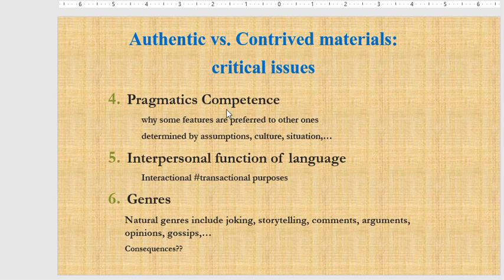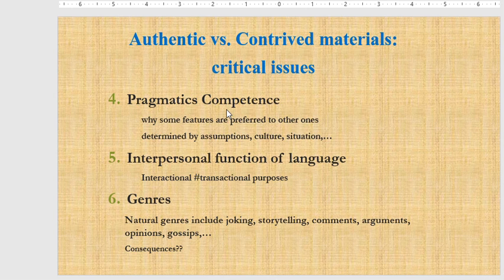In contrived materials, you cannot find a reason for the language preferred or used by the writer, because they have always tried to insert grammatically correct items, not socially appropriate items. And they do not tell you anything about the preference of one over the other. Okay, that's important.